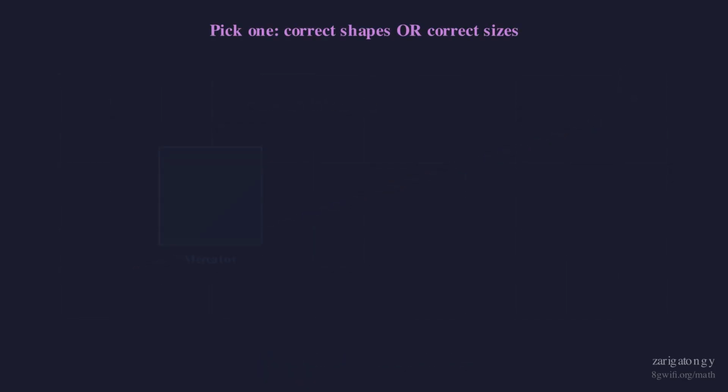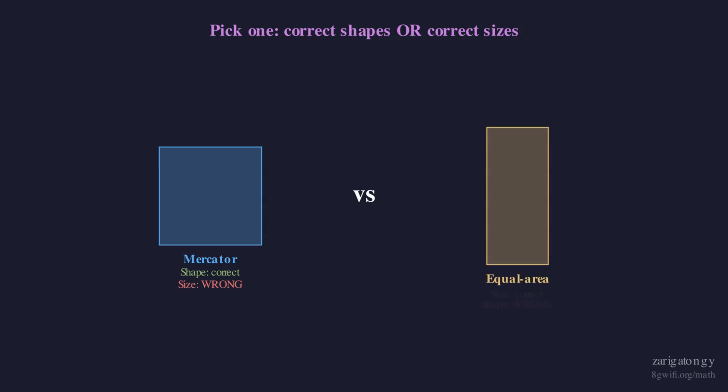Every flat map must choose. Mercator keeps shapes perfect but sizes wrong. Equal area maps keep sizes right but distort shapes. You cannot flatten a sphere without losing something. That's a mathematical certainty proved by Gauss.